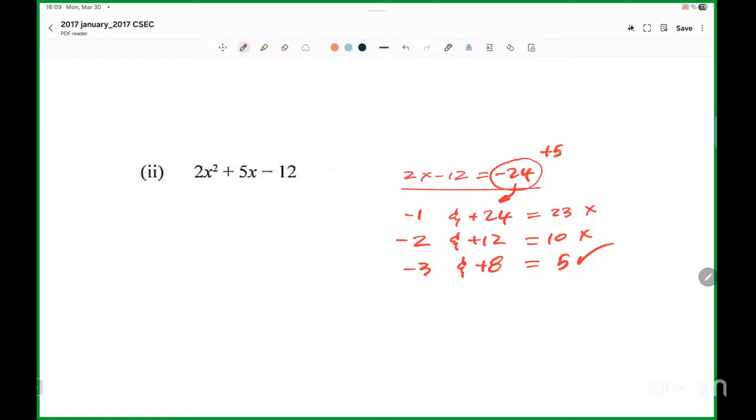It means we're going to split this 5x into minus 3x and plus 8x. I can turn them around and write 8x minus 3x, same difference. That's what this means. So this then becomes 2x squared, split the 5x into 8x minus 3x, that's what this middle term I split it into. Then I'm putting back this minus 12.